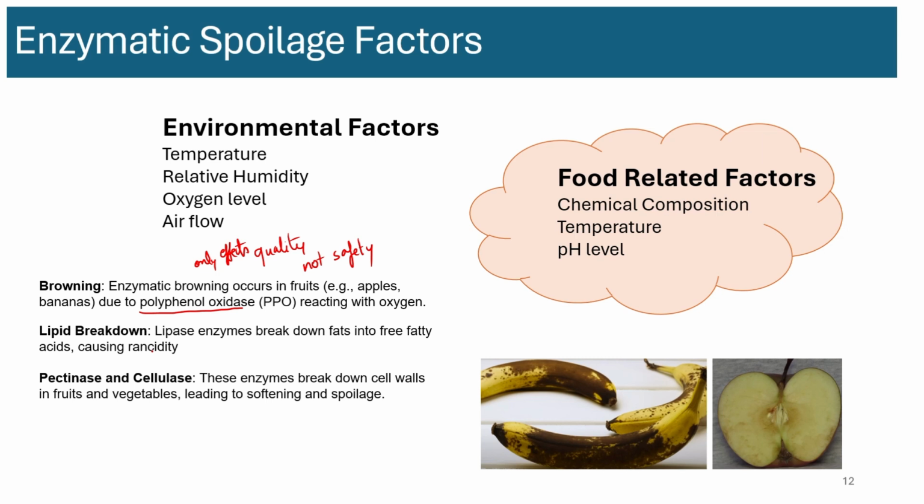So similarly, in meat, you could have lipase enzymes breaking down the fat, oxidizing the fat. Okay, and then there are also some other enzymes that break down the fruits and vegetables, which leads to softening and spoilage. All of these are mainly affecting the quality, taste, texture, and things like that. All of these foods, due to these kinds of processes, are typically okay to consume. All of these are also affected by temperature, relative humidity, oxygen, and airflow of the surroundings. And of the food itself, the chemical composition of the food determines what type of enzyme is present. The temperature and the pH level also matters.